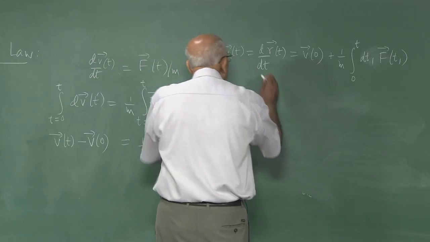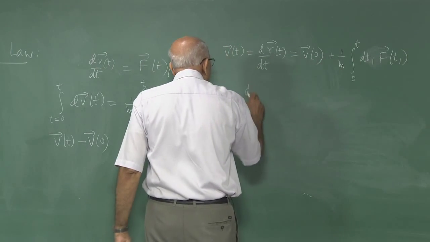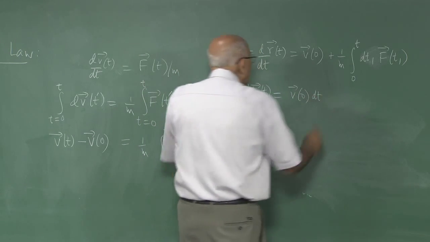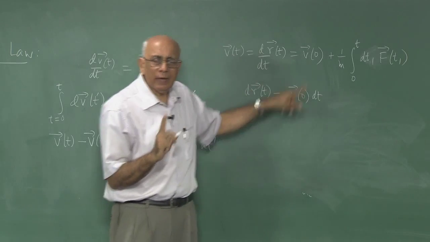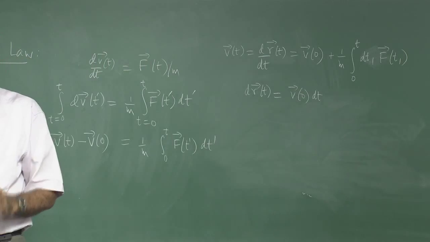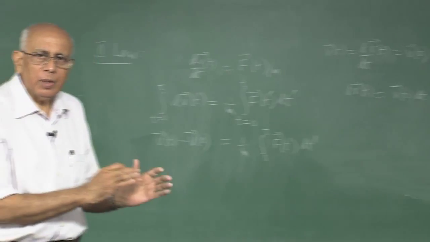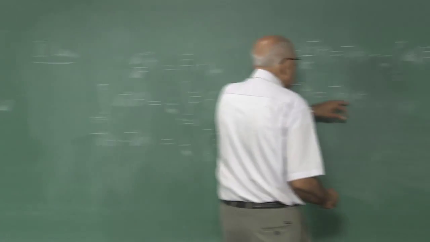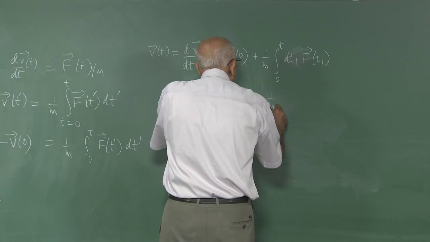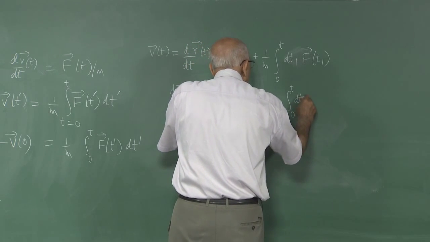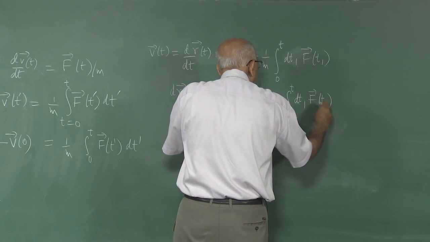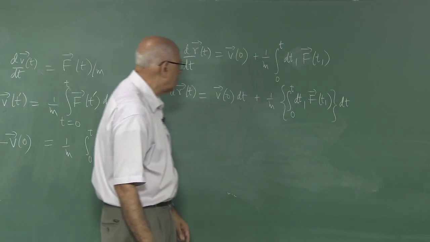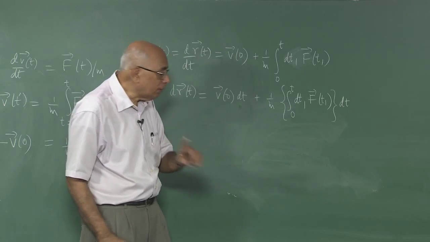And what would one get? Again I multiply by dt and integrate it, so dr of t, let me write it out, is v of 0 dt. This is a constant. This is a constant vector because it just says whatever happened to be the initial velocity at t equal to 0, that vector has to be put in there in place, and it is a constant vector, it does not change with time. Okay. So this is v of 0 times dt plus 1 over m, an integral from 0 to t dt1 f of t1. This whole thing is some function of t multiplied by dt.